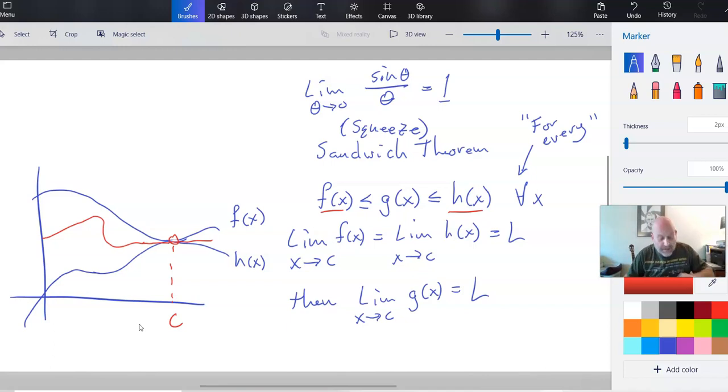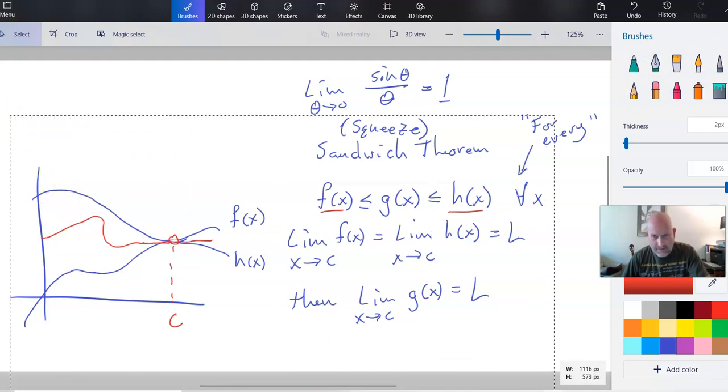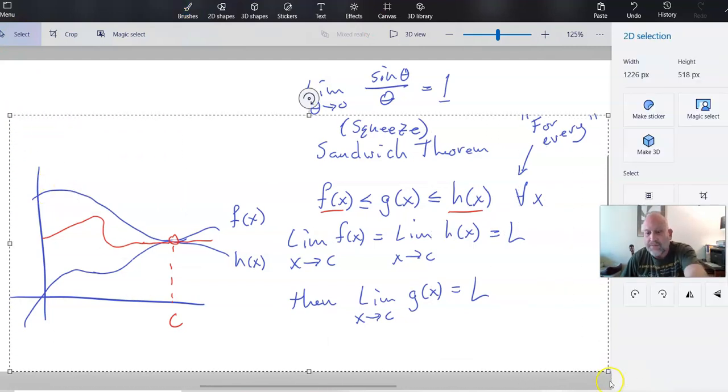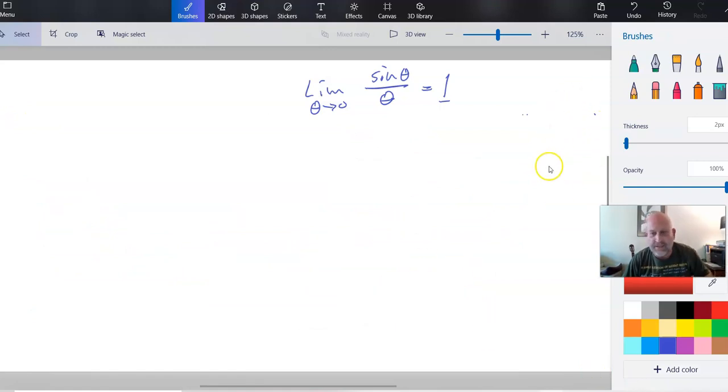Now, here's what we're going to be squeezing, because remember, we're looking at sine theta over theta. That's kind of a weird deal. I'm going to get some of this off of here before we start, because we're going to need that space. So first off, let me show you what we're squeezing.